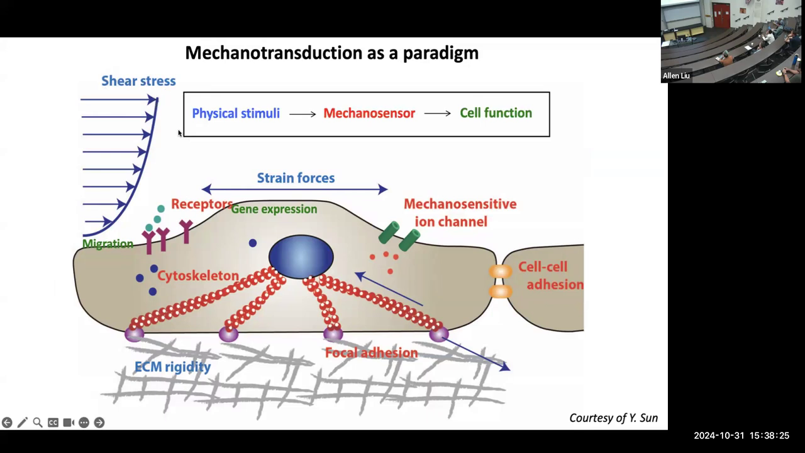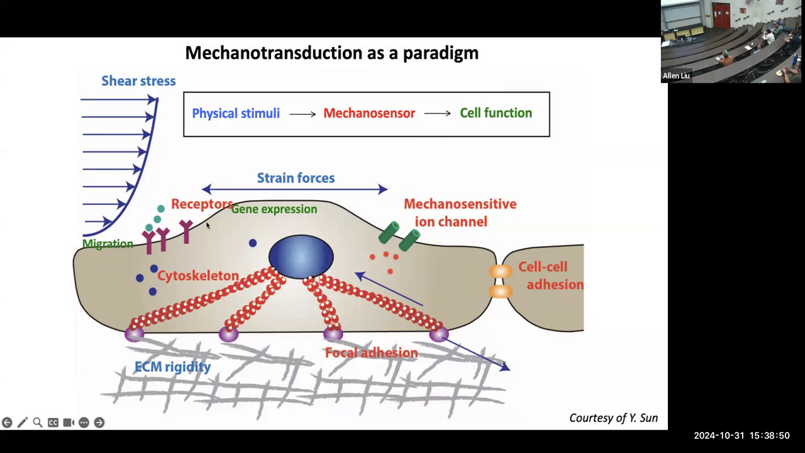So they can be shear stresses, as in blood flow in the blood vessel that your endothelial cells sense. They can be extracellular matrix rigidity. They can be strain forces. Your cells actually can stretch. Imagine your blood vessels, your lung, and your bladder actually stretch, and these are physical forces that cells will sense. And then the cells ultimately respond with a certain type of cell function.